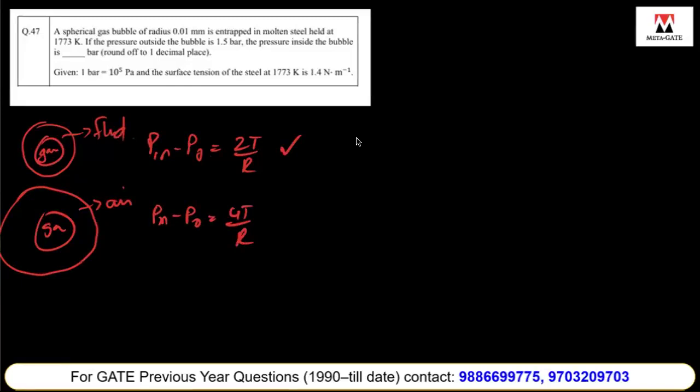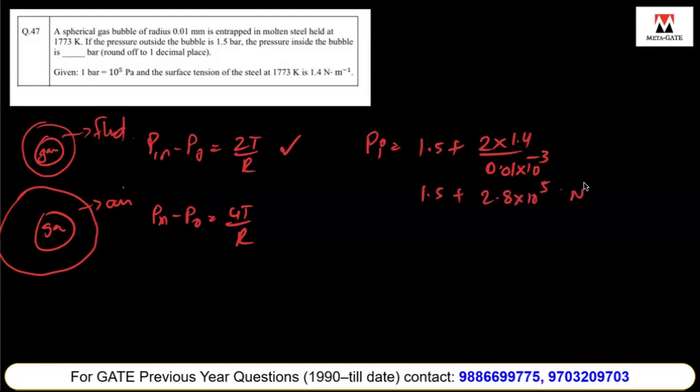Pressure inside we need to find. Pressure outside is 1.5 bar plus 2 into 1.4 Newton per meter divided by 0.01 into 10 power minus 3. So it is 1.5 plus 2.8 into 10 power 5 Newton per meter square, which is Pascal, divided by 101325, which is almost equal to 2.8. So it is 1.5 plus 2.8, 4.3 atmosphere or bar.